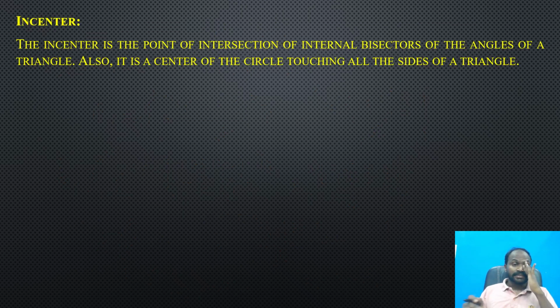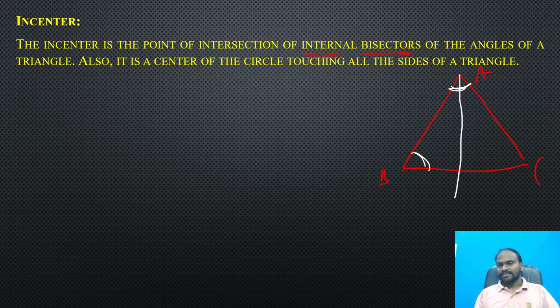Next, incenter. Incenter is the point of intersection of internal angle bisectors. So we discussed about it now. So angle bisectors. So A, B, C. And if you simply draw the angle bisector of A, an angle bisector of B, an angle bisector of C, all those bisectors will meet at a point. That is called the incenter.